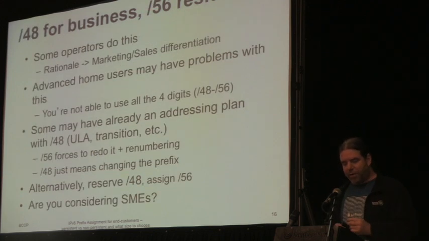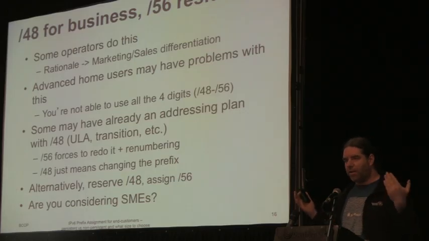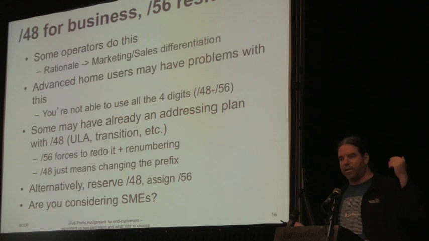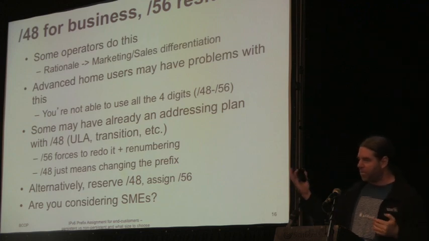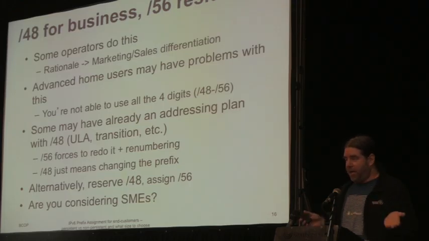Okay, some people do /48 for business and /56 for residential. There is no technical reason to do that. In the majority of cases when I heard that, the rationale came from the marketing and sales department, because they wanted to make a distinction between residential connectivity and business connectivity. Because in IPv4, a residential guy can just have a dynamic IPv4 address, and business people could have a static address or a prefix in IPv4. So they want to make the same distinction in IPv6. It doesn't make any sense, but apparently it sounds good on glossy papers.